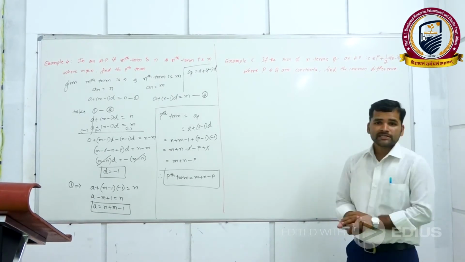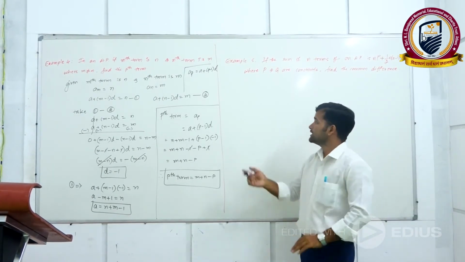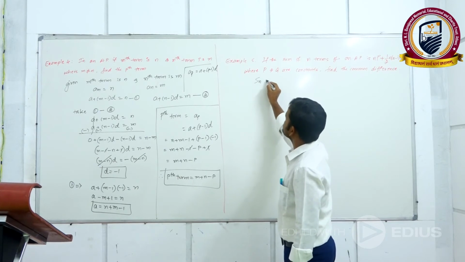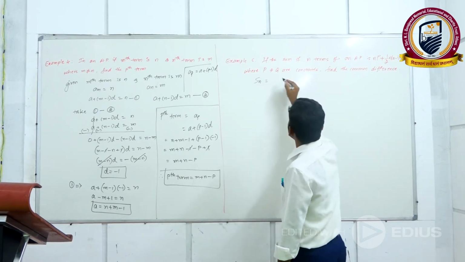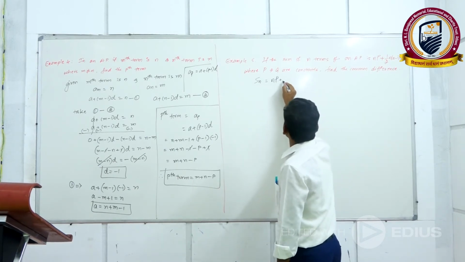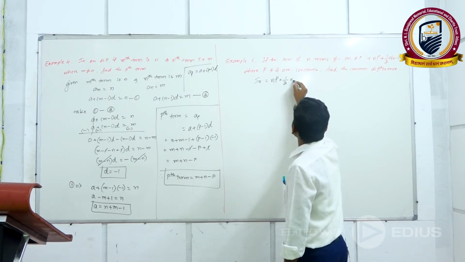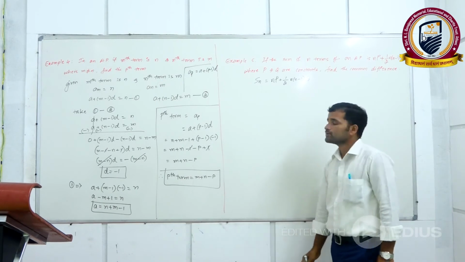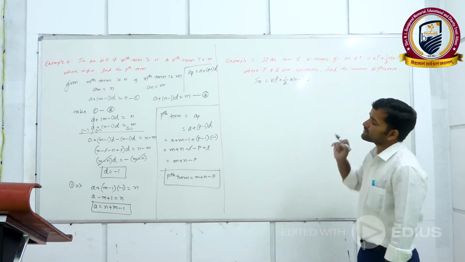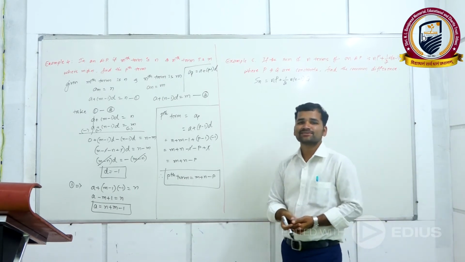If the sum of n terms, Sn, is equal to np plus half into n into n minus 1 into q, where p and q are constants, then the common difference d is really the question.